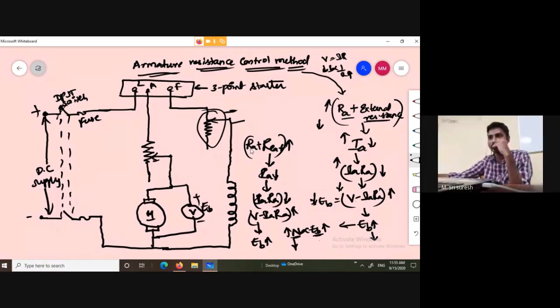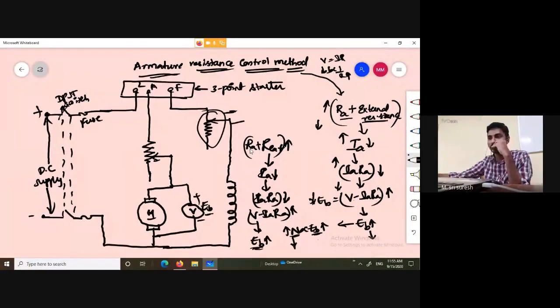So that means at starting, if you close this switch and rotate the handle of a 3-point starter to the on position, the supply is connected to the circuit. With the armature resistance in the maximum resistance position, this voltmeter indicates the maximum voltage value. Why? Because Eb is maximum at the time of starting. Observe that value in the lab while doing the experiment.